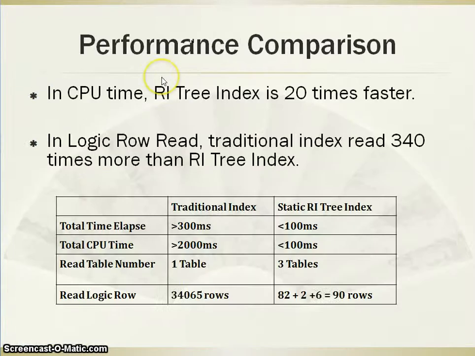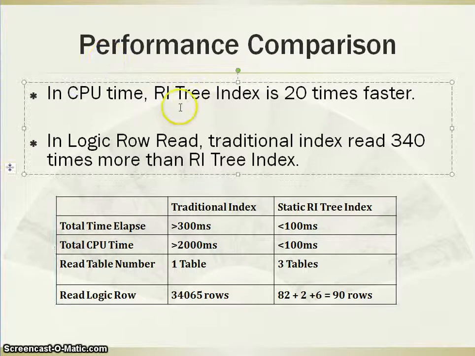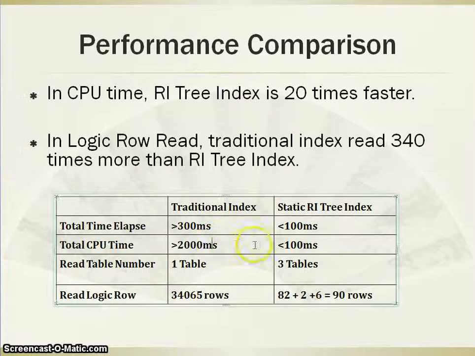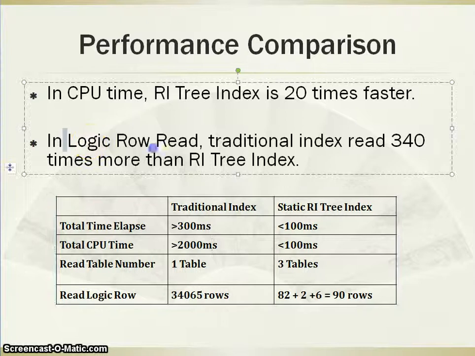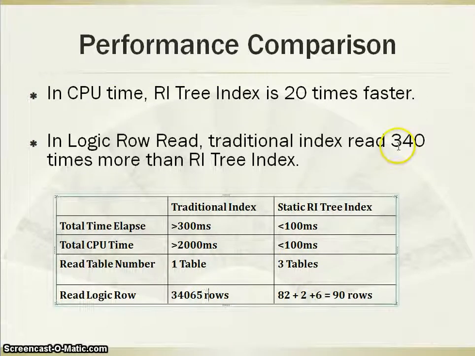So let us see some results. The performance comparison. Here is a table that tells you what happened here. In CPU time, the RI index is 20 times faster than the traditional one. And in the logical row read, what does this mean? This means how many rows the database read from the memory or from the disk. The traditional index read 340 times more than the RI index, which shows that the RI index is really efficient.